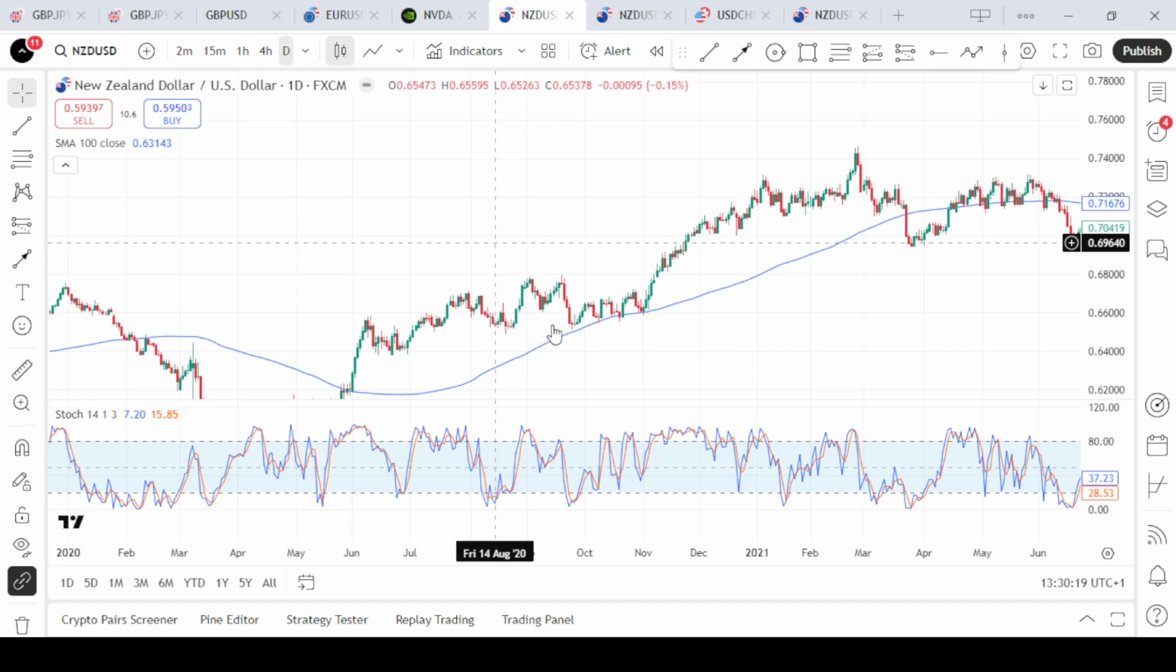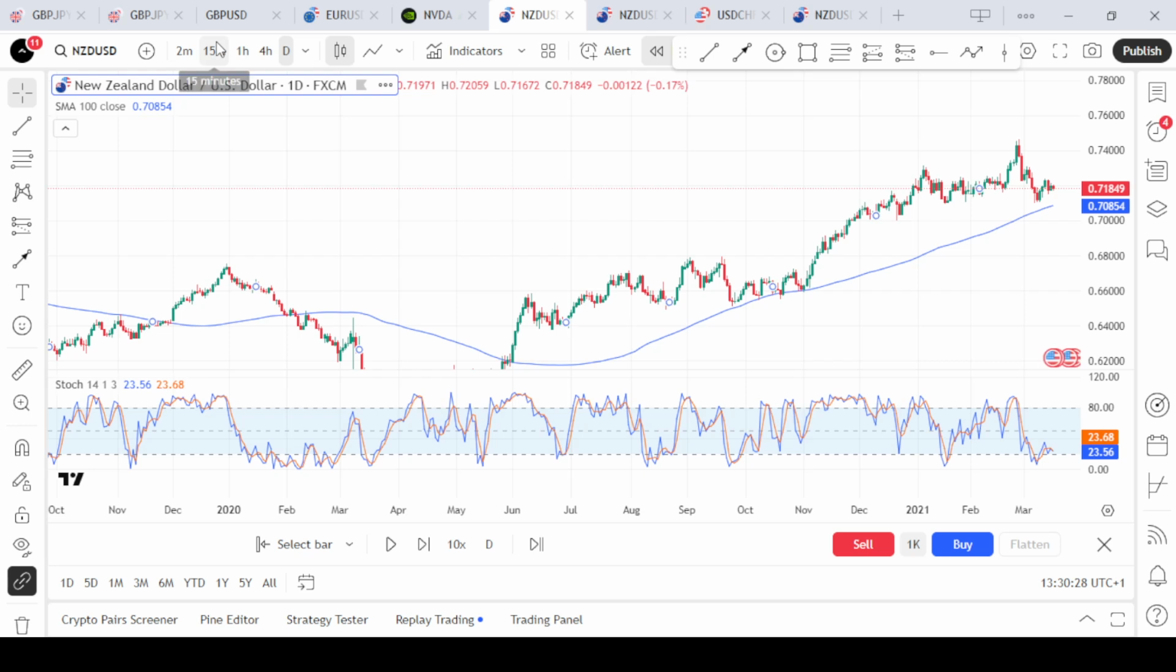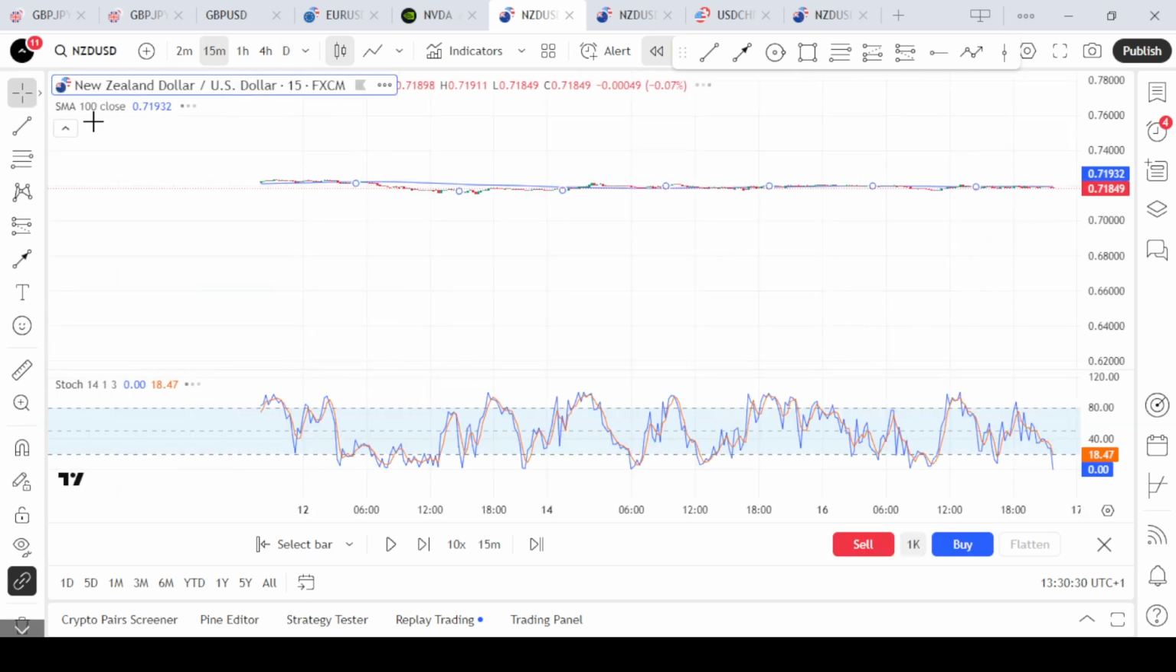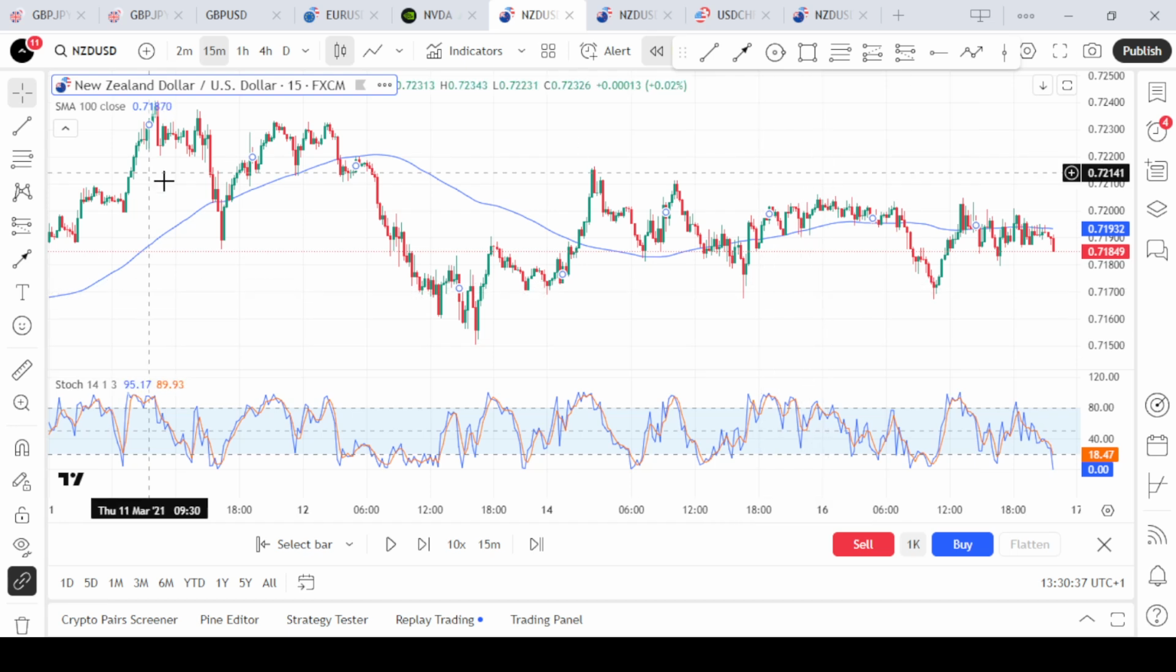The second step is to move down to your 15 minutes time frame. In this bullish scenario, we would move down to our 15 minutes time frame. When we move back to our 15 minutes time frame, we would understand better what price was trying to do at that area.